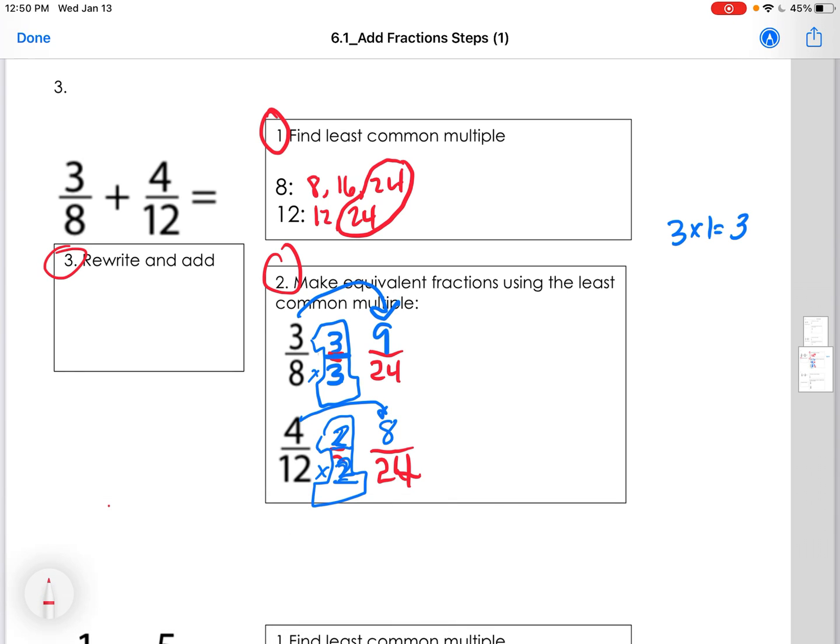Then the final step is to rewrite and add. So 3/8 was equivalent to 9/24, and 4/12 was equivalent to 8/24. And so 9/24 plus 8/24 gives us how many 24ths? 17/24. So 3/8 plus 4/12 gives us 17/24.